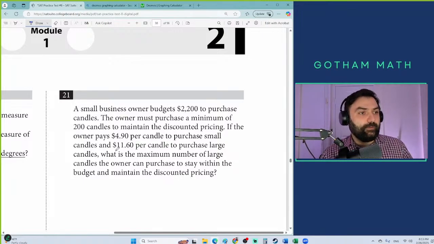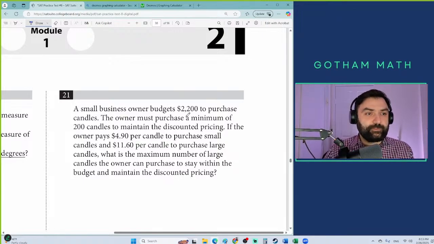A small business owner budgets 2,200 to purchase candles. The owner must purchase a minimum of 200 candles to maintain the discounted pricing. If the owner pays $4.90 per candle to purchase small candles and $11.60 to purchase the large candles, what is the maximum number of large candles the owner can purchase to stay within the budget and maintain the discounted pricing?